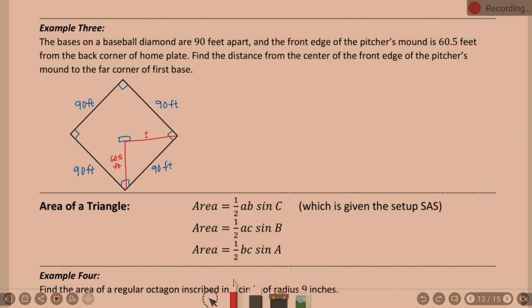This is not a right angle. That right there is not going to be a right angle because it is slightly in front of the line. But I think the distance between first and third, the distance to second, is like 127 feet or something.